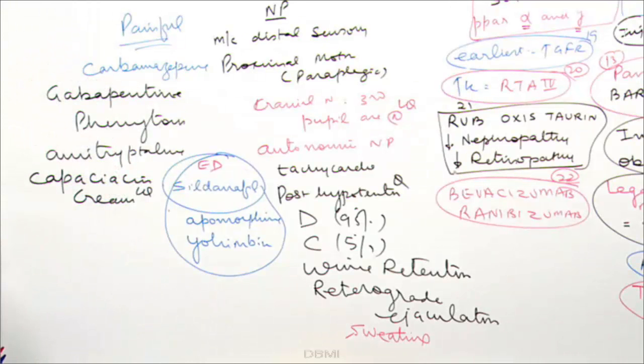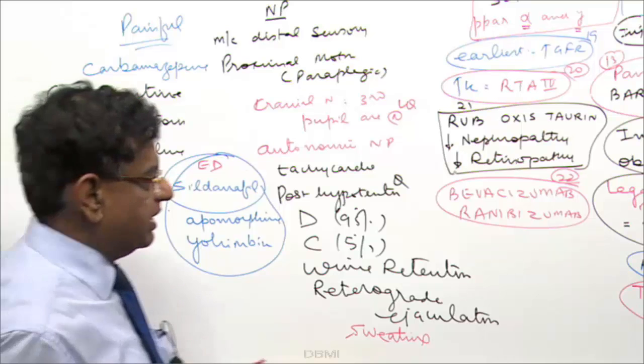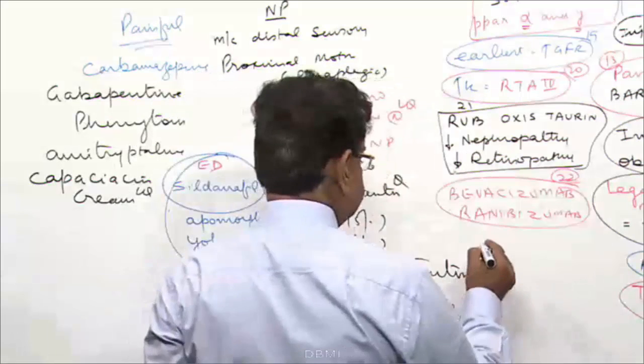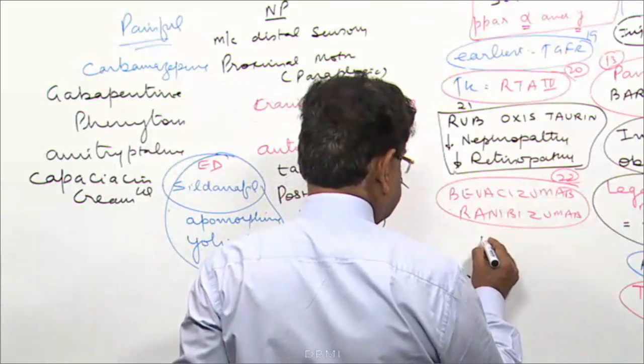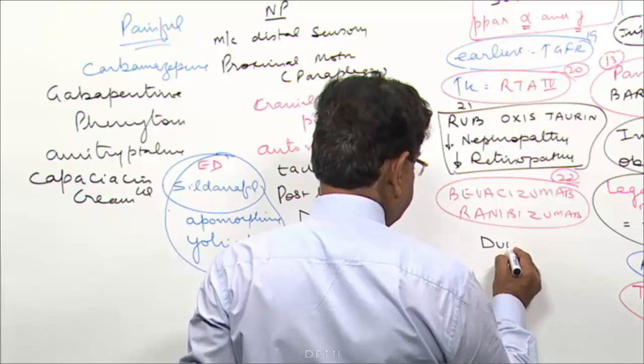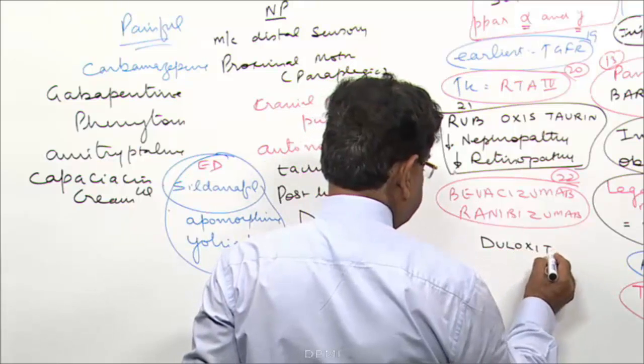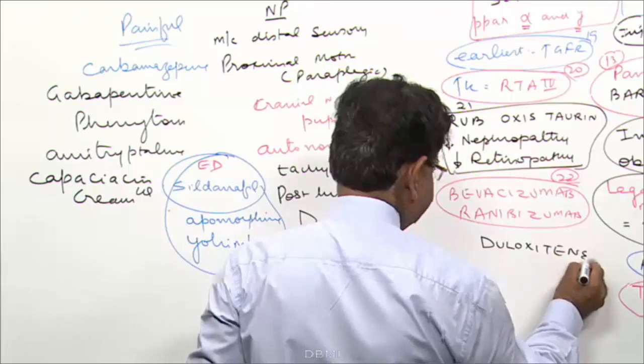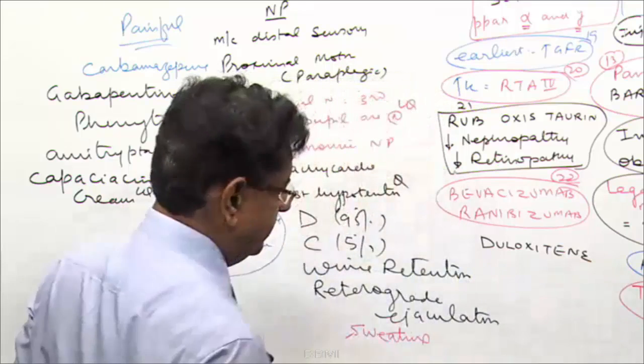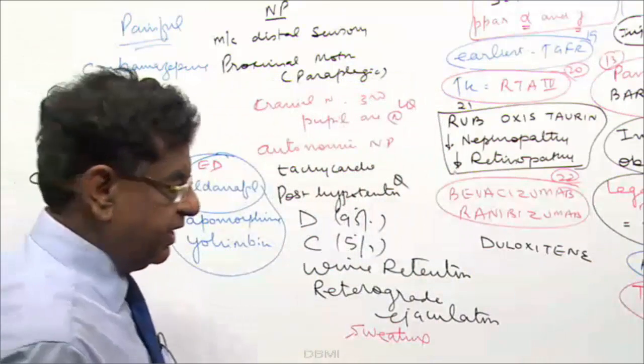But the new drug, I hope you have written this. Carbamazepine, gabapentin, phenytoin, amitriptyline, capsaicin cream. The new drug which has just been introduced in the Indian market is duloxetine. It's a new drug for painful neuropathy.